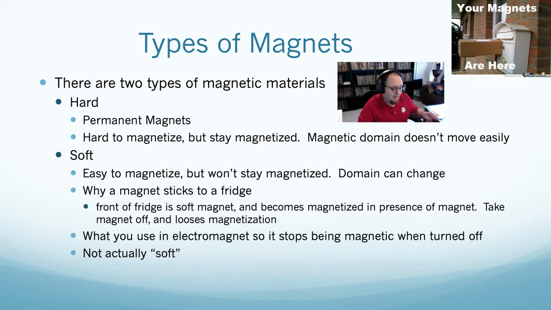A soft magnet is something that domains can move freely. This is a soft magnet, or this Tetris block. Let's go back to that. This is a soft magnet. The reason why is that the domains are right now randomized.